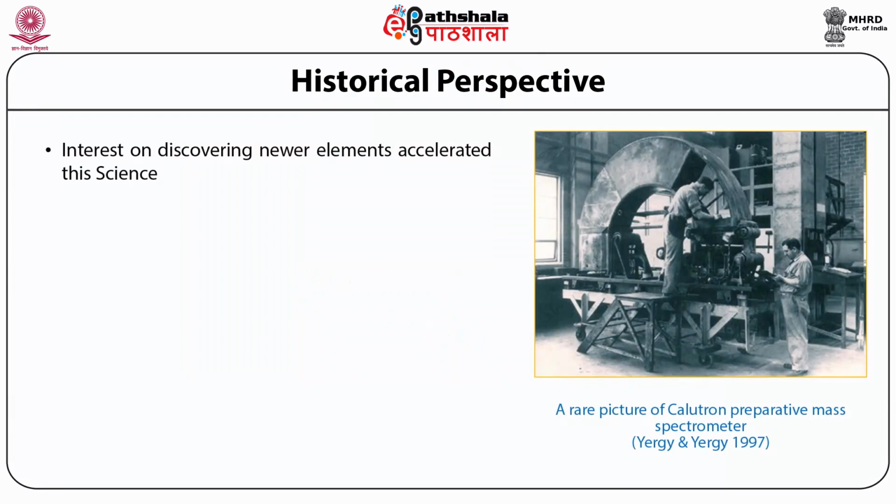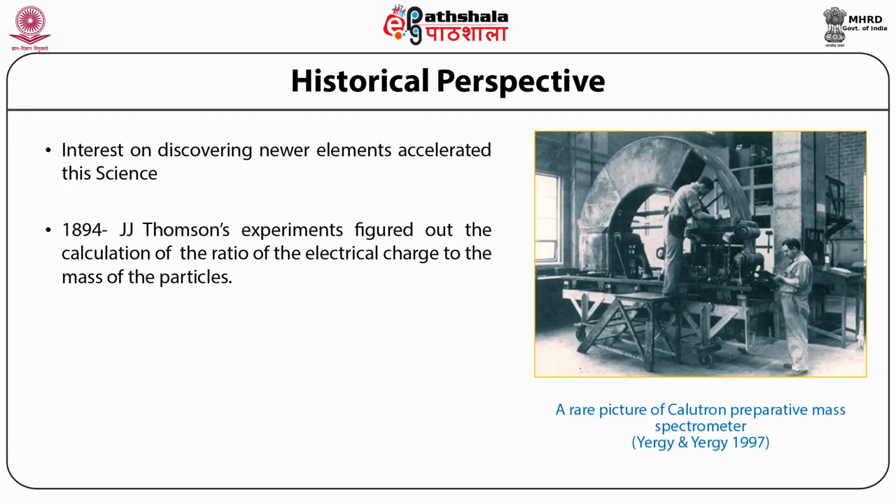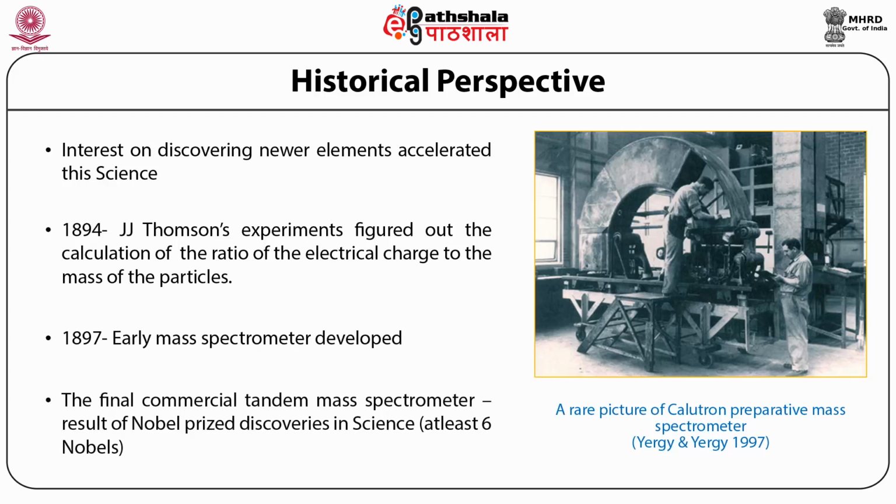Interest in discovering newer elements accelerated the developments in mass spectrometry. 100 years before, in 1894, J.J. Thomson's experiments figured out the calculation of the ratio of electrical charge to mass of the particles, which was the initiation of mass spectrometers. In 1897, an early mass spectrometer was developed and used for identification of isotopes. But the commercial mass spectrometer came into the market only about 20 years back, and by that time almost 6 Nobel discoveries were put together in its construction. What you see here is a rare picture of the Calutron preparative mass spectrometer, which was developed about 100 years back.